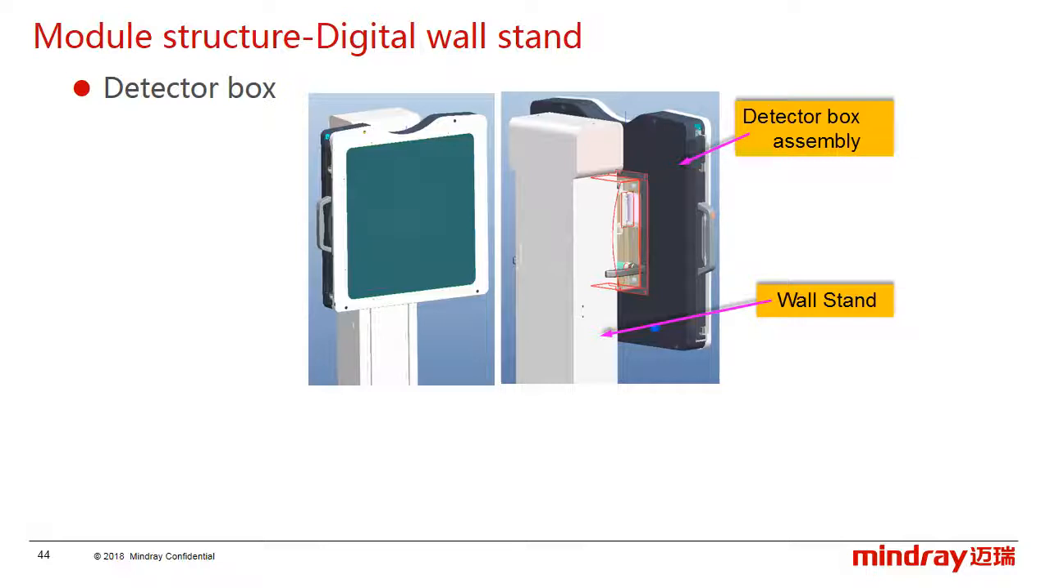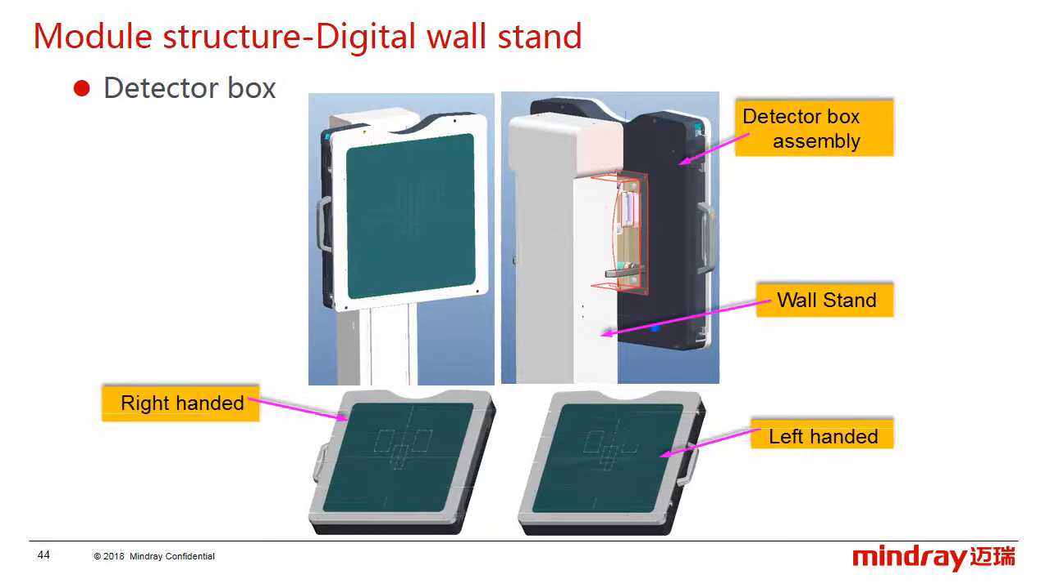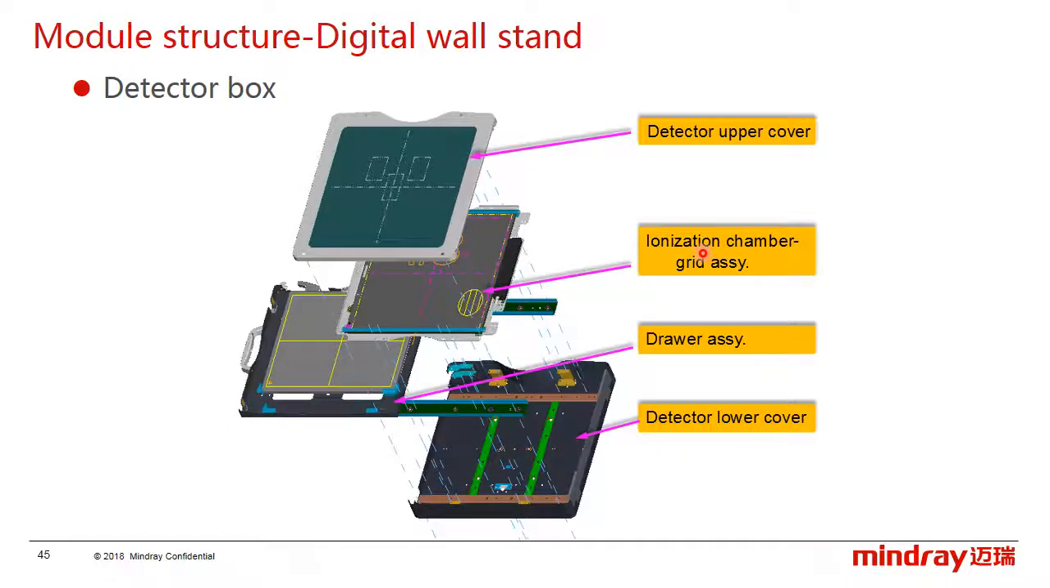And not only change the location of the workstand, the detector box also needs to change to the left hand. For more detail, please refer to the install. Let's see the structure of the detector box.